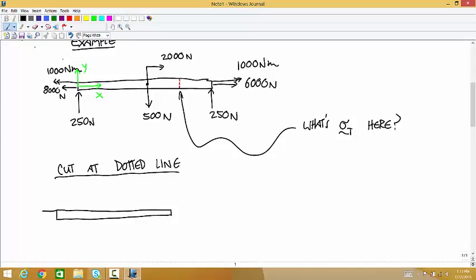And so the loads we have acting on this isolated piece are a 1,000 Newton meter torque to the left, an 8,000 Newton force to the left, 250 up. Then at the midpoint, we have a 2,000 Newton force to the right and a 500 Newton force down. And then we have the internal loads: tension, shear force, bending moment, and torque.